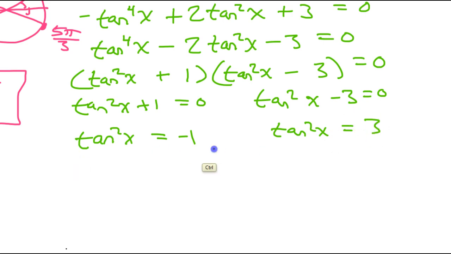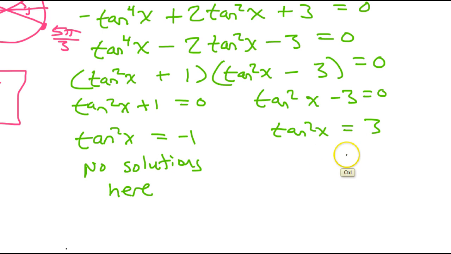Now, this is the end of the road for this one. There will be no solutions coming from this part of the equation, because you can't square something and have it be negative. Or look at it another way. If I went one step further, I would take the square root of both sides, and the square root of -1 is i. It's imaginary. So that's it for that side. So my only hope for solutions will come from this side.